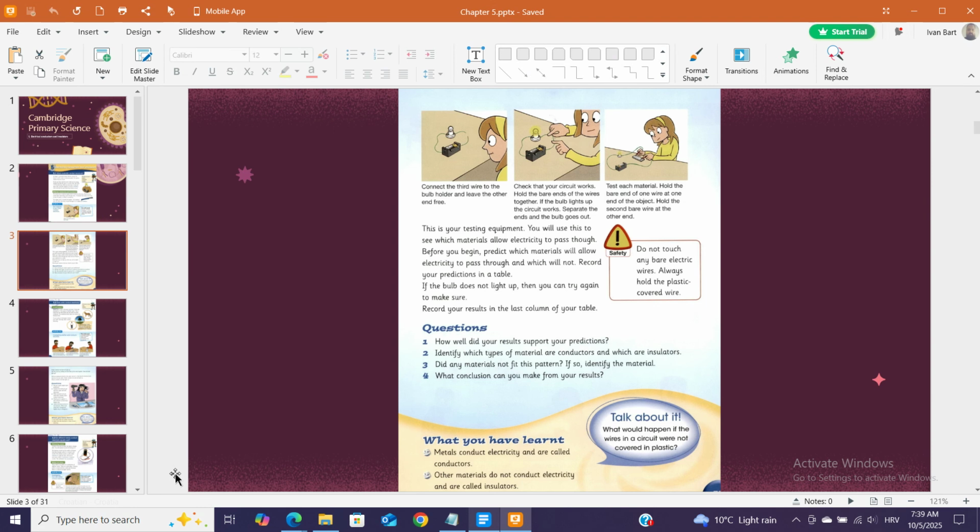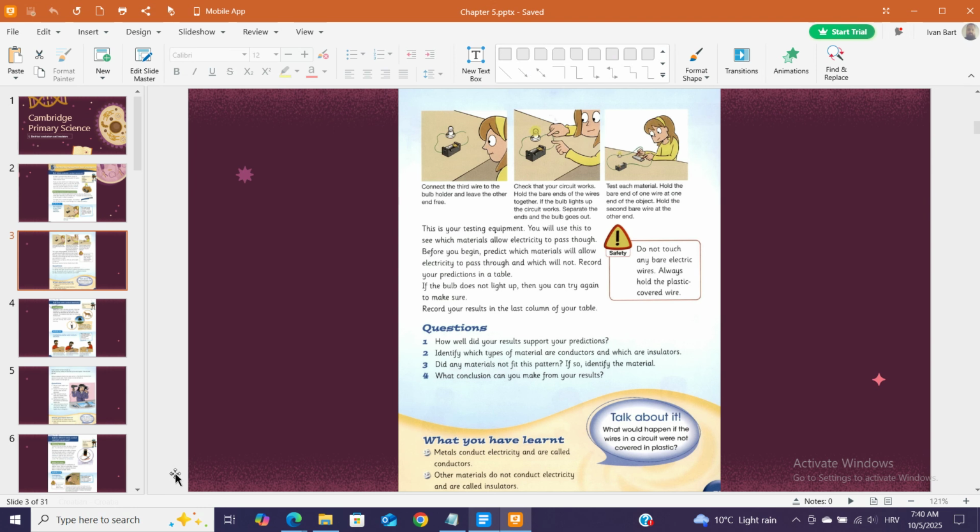Hold the bare ends of the wires together. If the bulb lights up, the circuit works. Separate the ends and the bulb goes out. This is your testing equipment. You will use this to see which materials allow electricity to pass through.